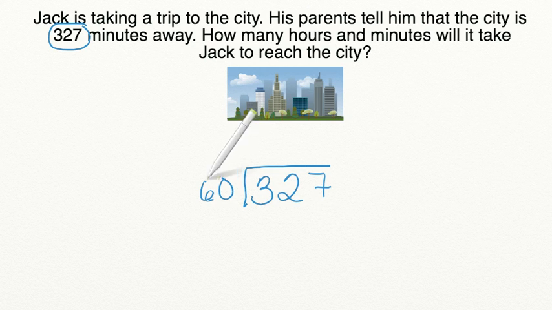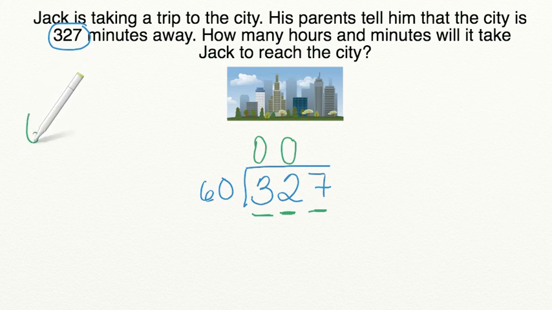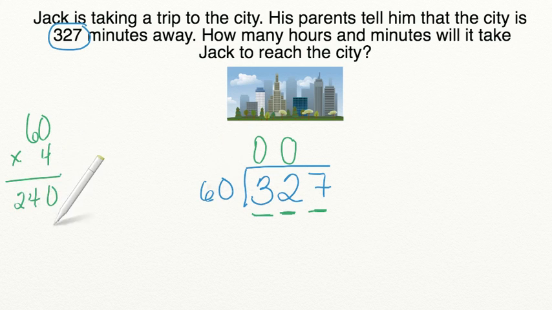Step 1. How many times can 60 go into 3? Well, 60 can't go into 3, so we're going to put a 0 as a placeholder and move to our next digit. 60 still can't go into 32, so we need to put another 0 as a placeholder and move to our next digit. How many times can 60 go into 327? We might have to try a few different numbers first. 60 times 4. 4 times 0 is 0. 6 times 4 is 24. I bet we can get closer than that.